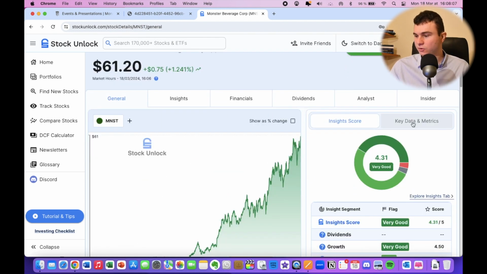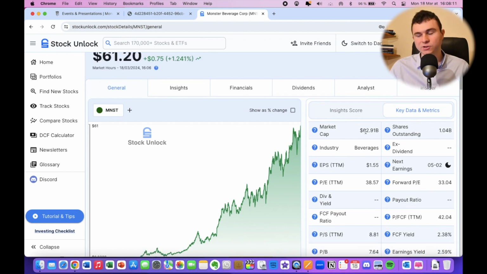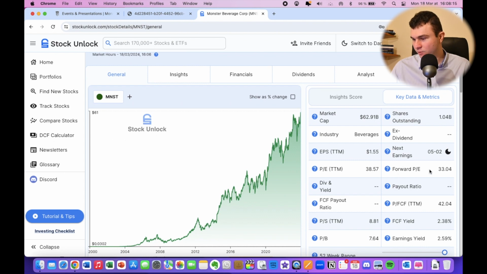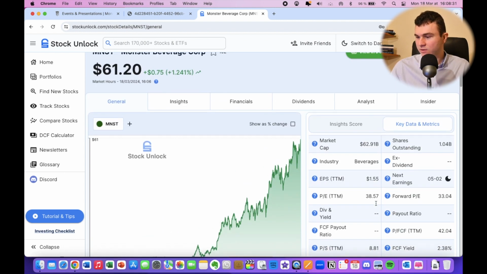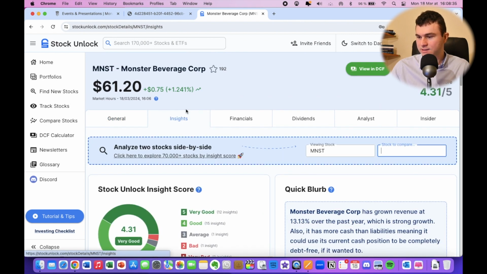And if you go to key data and metrics, you have the market cap, 60 billion. Industry beverages, EPS 1, forward P/E 33, P/E ratio 38. You see that's not exactly the same as we've seen in previous websites like GoFocus, MacroTrends, but you get the same direction. You get the same kind of information. So something that is expensive and growing quite decently.